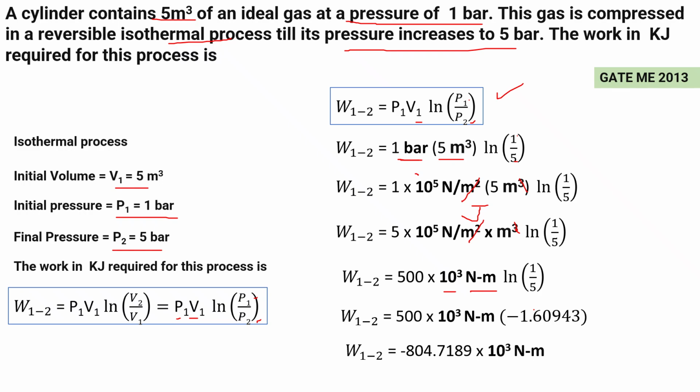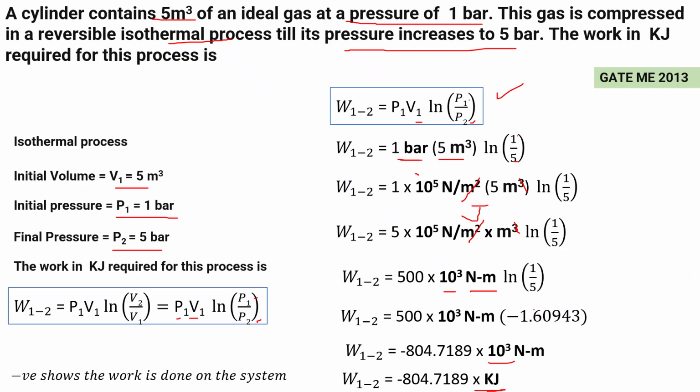1.60943, and this value will become W122 equal to minus 804.7189 into 10 cube Newton meter, and this will become minus 804.7189 kilojoules. 10 cube is the kilo and Newton meter is the joule. So here minus shows the work is done on the system.